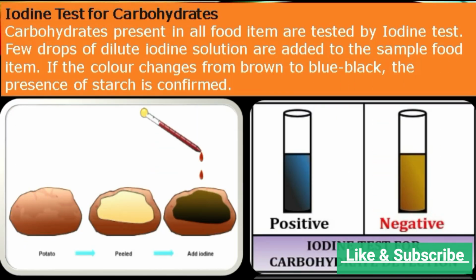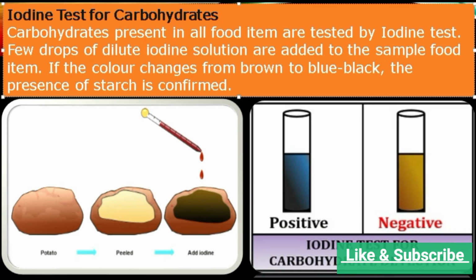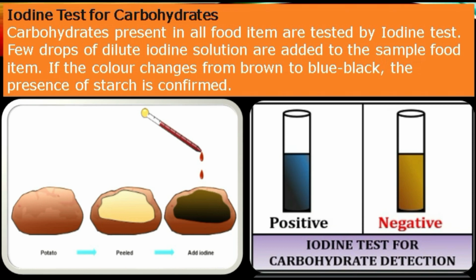Students, we can test the presence of carbohydrates in the food items by iodine test. Carbohydrates present in all food items are tested by iodine test. Means we can test the presence of carbohydrates in any food items by this test, that is iodine test. Now listen here very carefully. How can you test the presence of carbohydrate in a given food item?